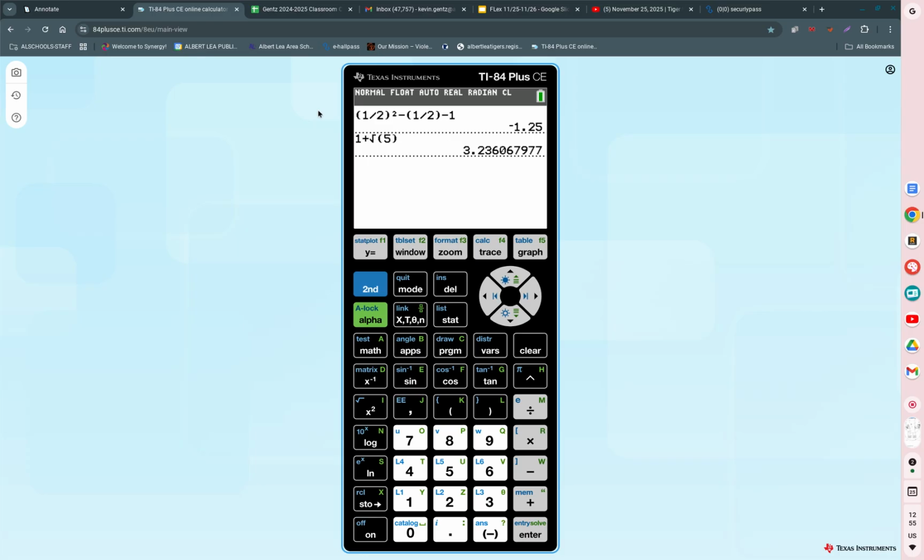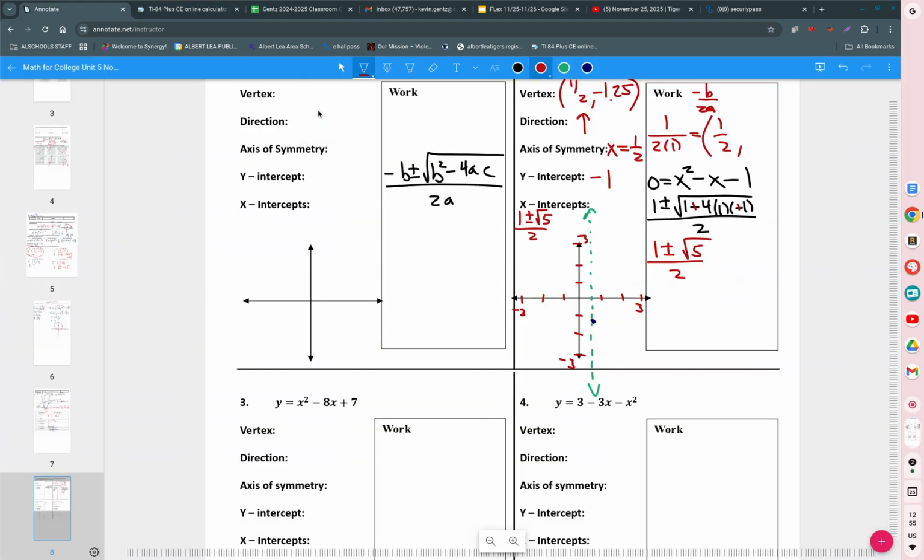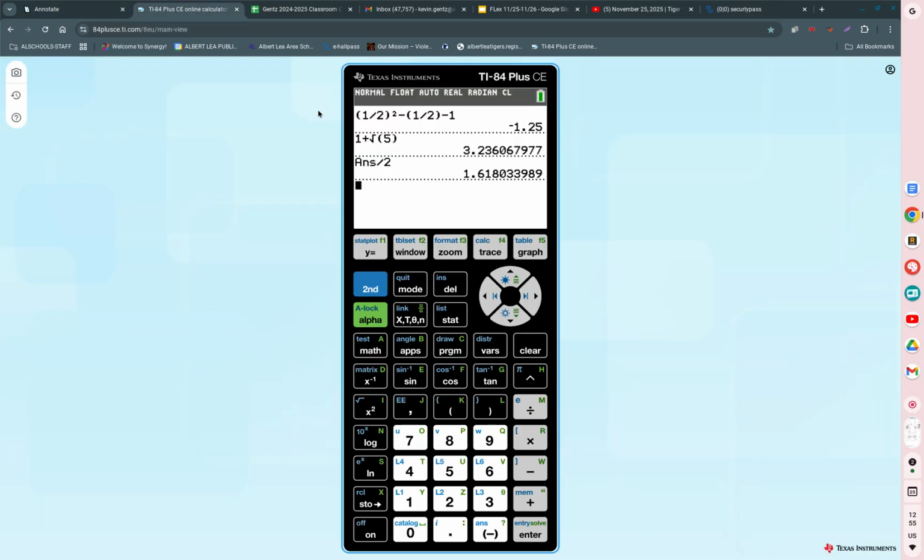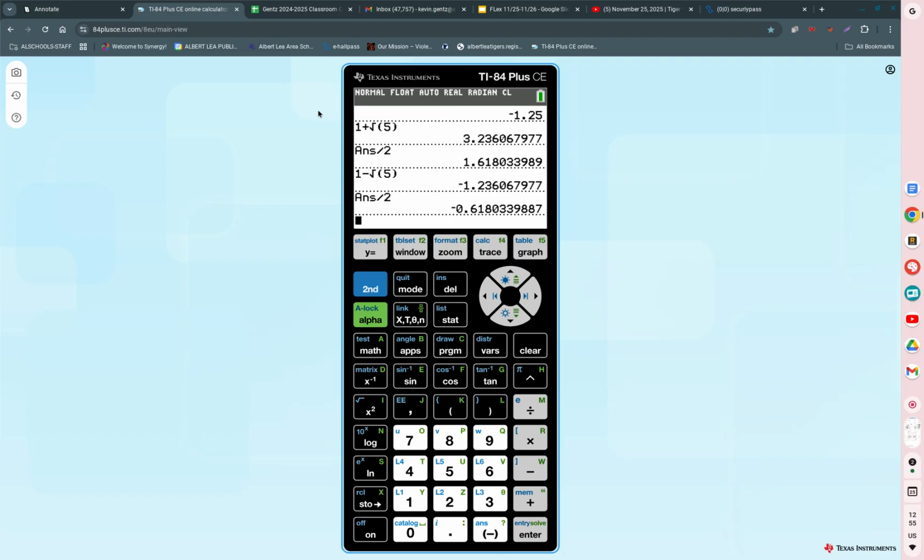I press enter, and then I'm going to divide that by 2, and I get 1.61. I'm going to go back here, and now I'm going to do 1 minus the square root of 5. And then I will take that and divide it by 2. And I get negative 0.61.